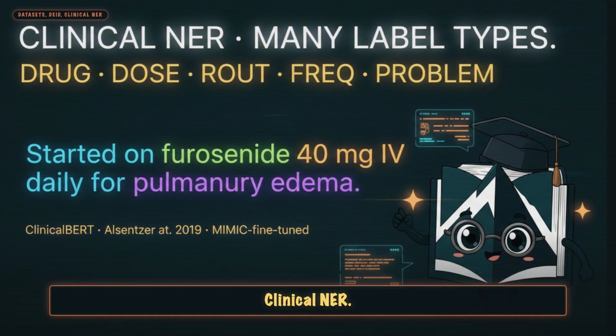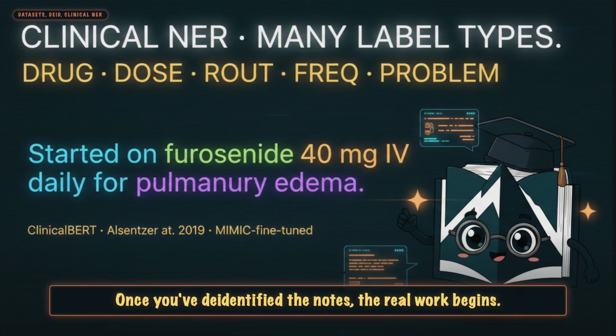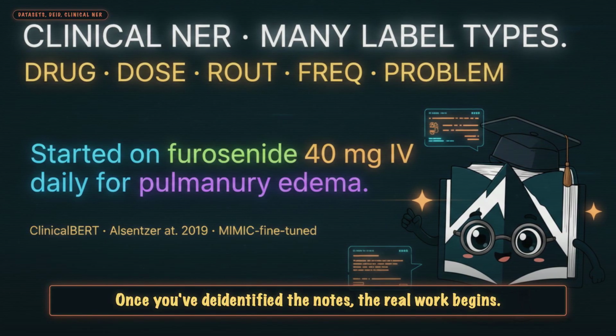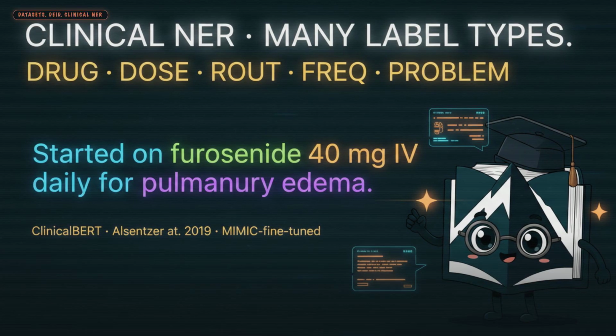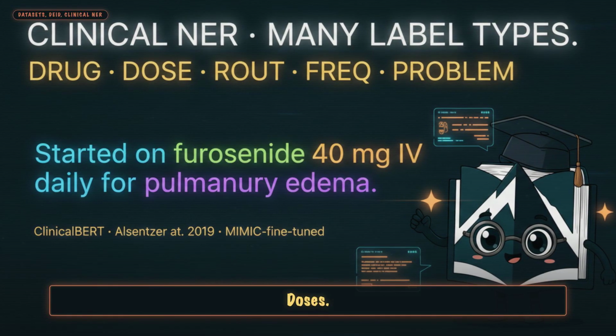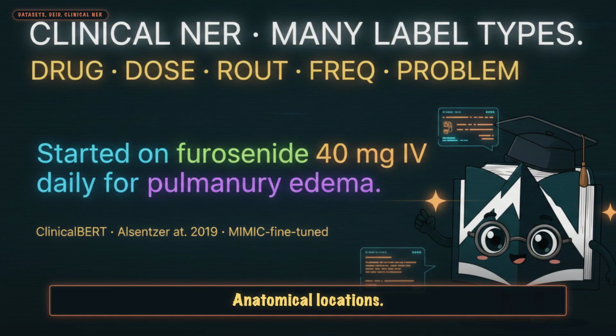Beat 3. Clinical NER. Once you've de-identified the notes, the real work begins. Extract every medical entity, drugs, doses, symptoms, diseases, tests, anatomical locations.